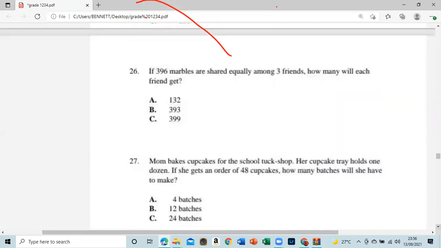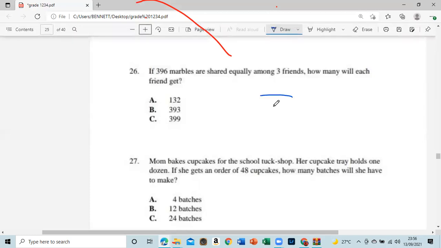These are awesome. If 396 marbles are shared equally among three friends, how much will each friend get? So now it's 132. I divide: 3 into 3 is 1, 3 into the next, and 3 into that. Guys, I'm definitely going to do some long division on the channel.